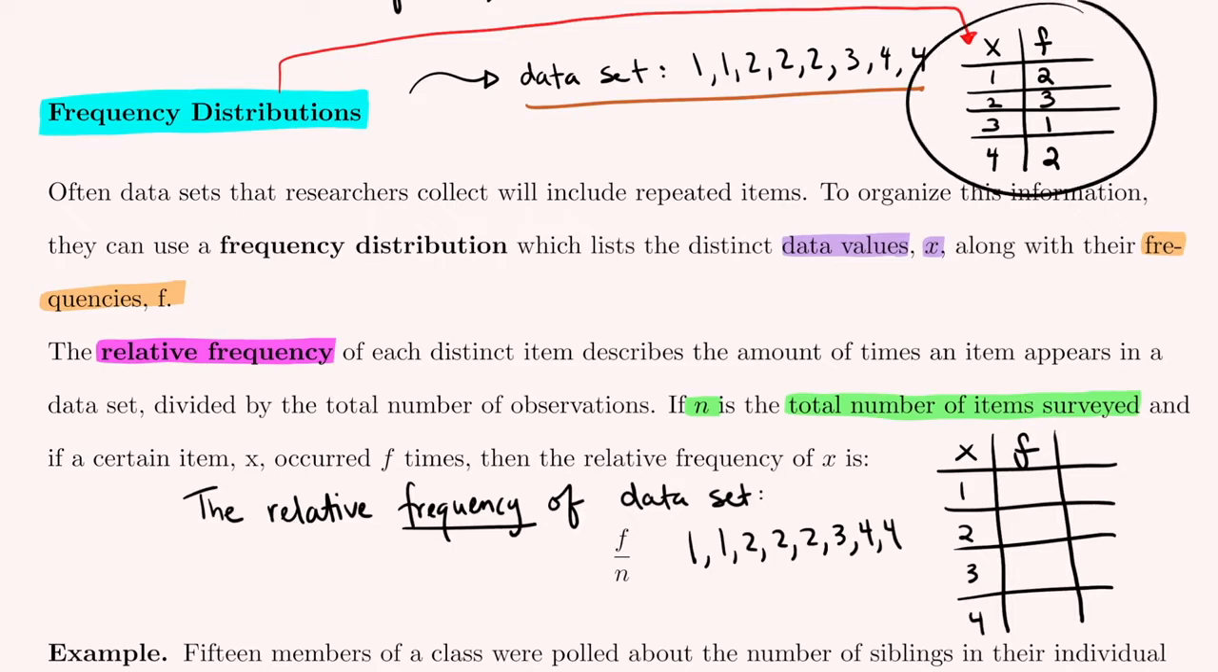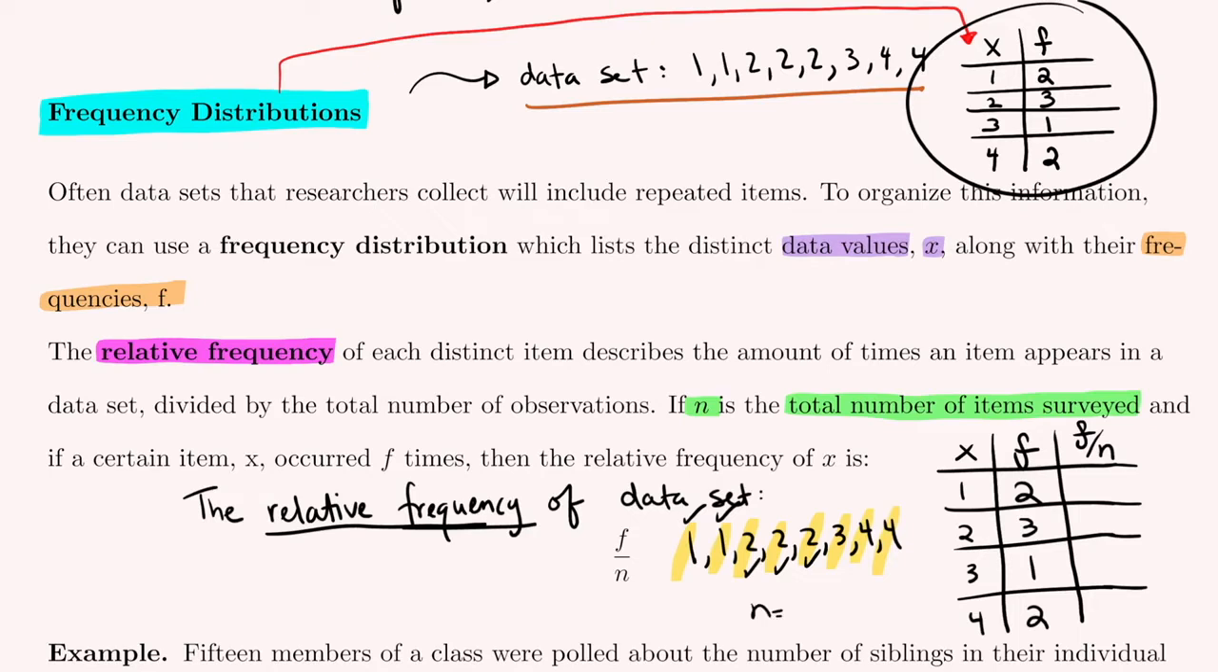So I'm just going to recopy it here. 1 occurred 2 times in this data set. 2 occurred 1, 2, 3 times in the data set. 3 occurred once, and 4 occurred twice. Now what makes it the relative frequency is adding this third column where we have the frequency divided by the number of items surveyed. So let's see how many items were originally surveyed. We have 1, 2, 3, 4, 5, 6, 7, 8. So the original number of surveyed items was 8.